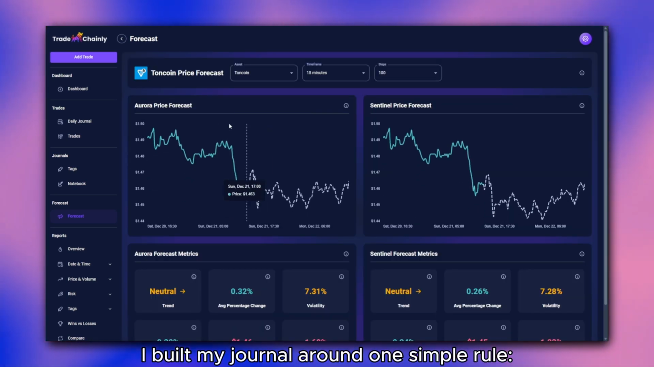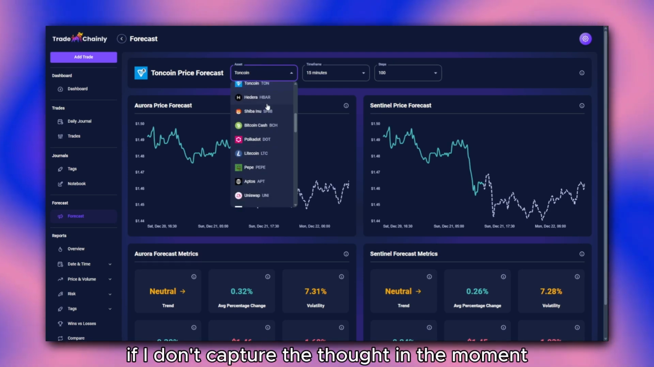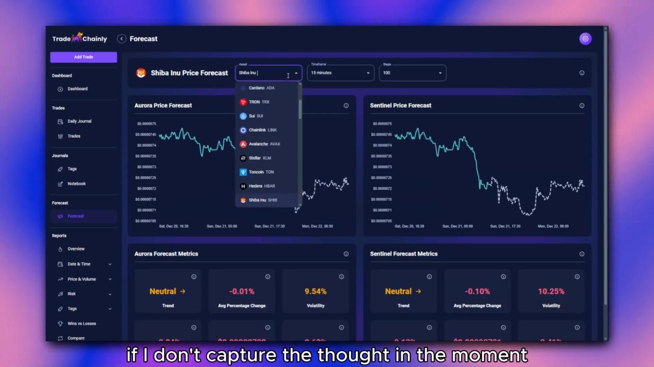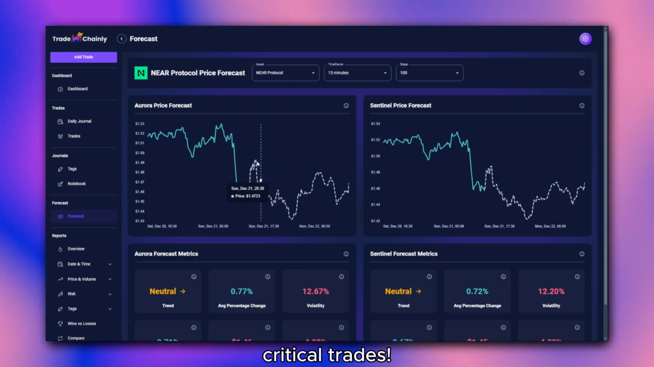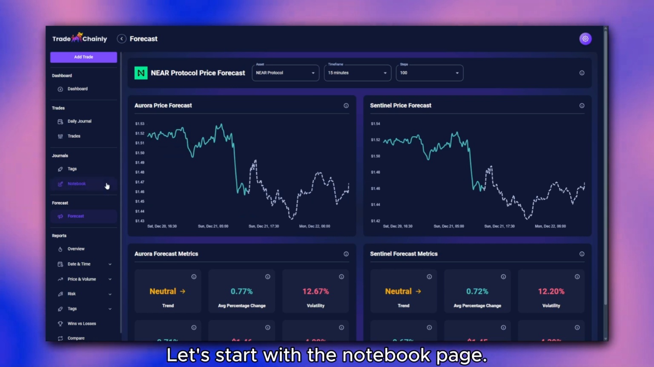I built my journal around one simple rule. If I don't capture the thought in the moment, I will forget it. That's why I journal daily and note specific, critical trades. Let's start with the notebook page.